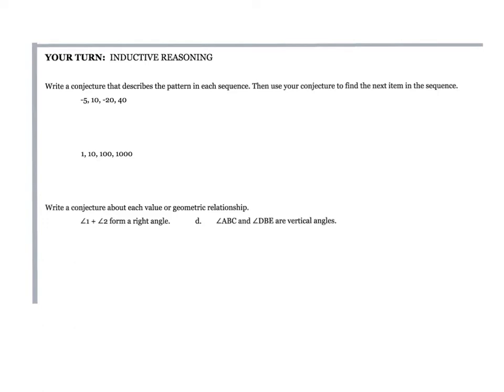-5, 10, -20, 40. The pattern here is that the previous number is being multiplied by -2. So the next number would be 40 times -2, or -80. 1, 10, 100, 1,000.